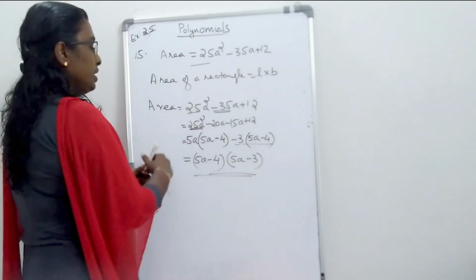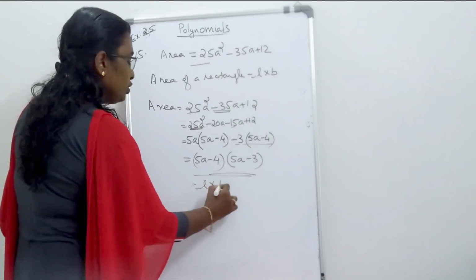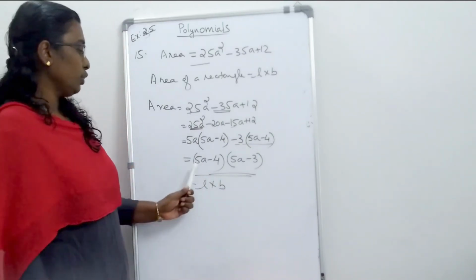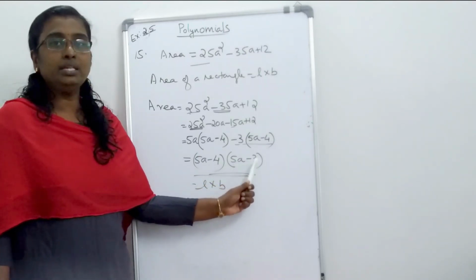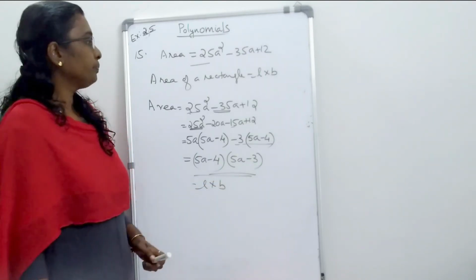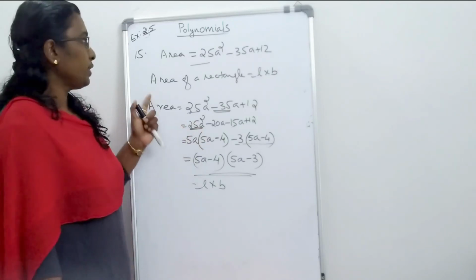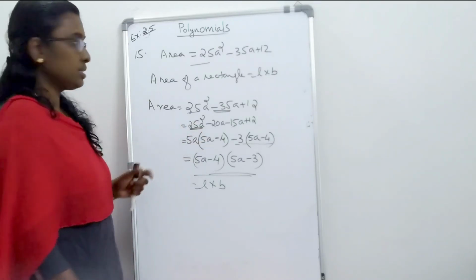So, this is area. Area equals length into breadth. Therefore, length equals 5a minus 4 units and the breadth equals 5a minus 3 units. Okay. One more question is here. In order to find the length and breadth, you can do it like this.